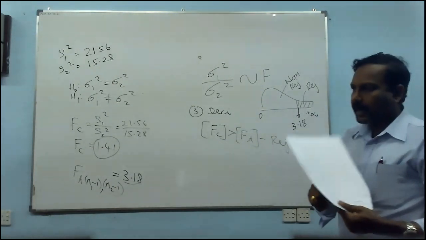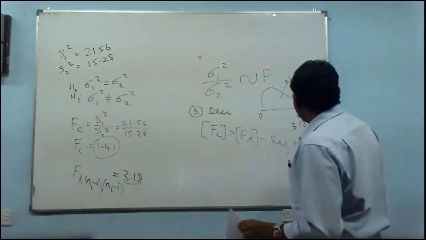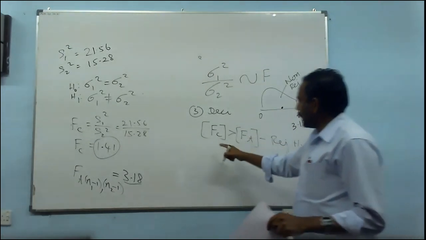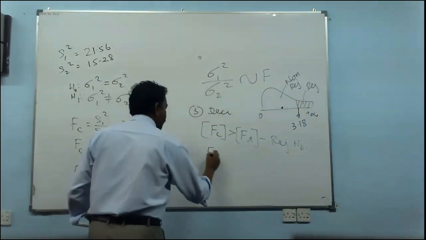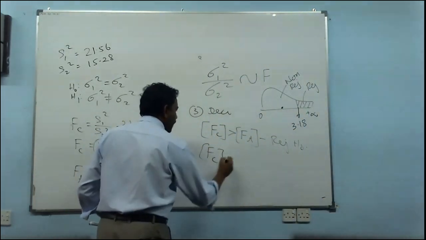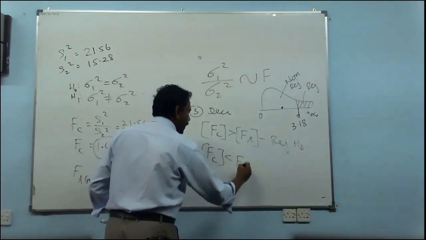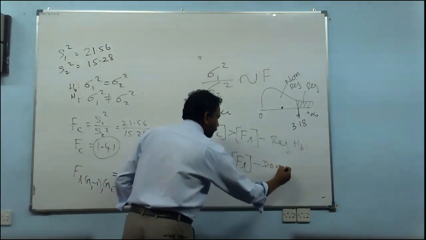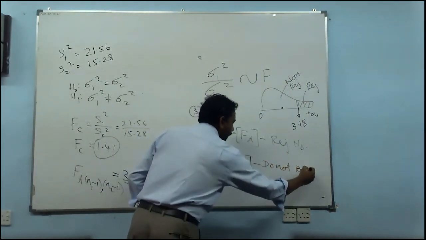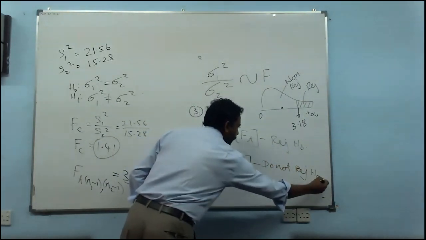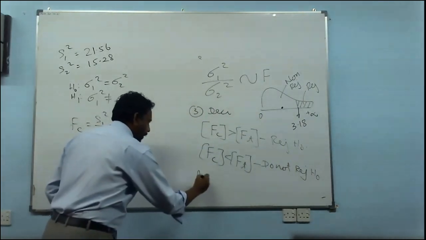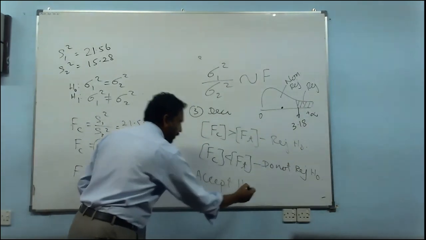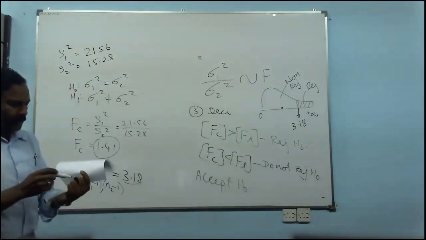Non-rejecting region. It is falling somewhere there. So that means in our case, our calculated value is actually less than the table value. Table value is higher. Therefore, do not reject the hypothesis. In other terms, accept our null hypothesis. Do not reject our null hypothesis.